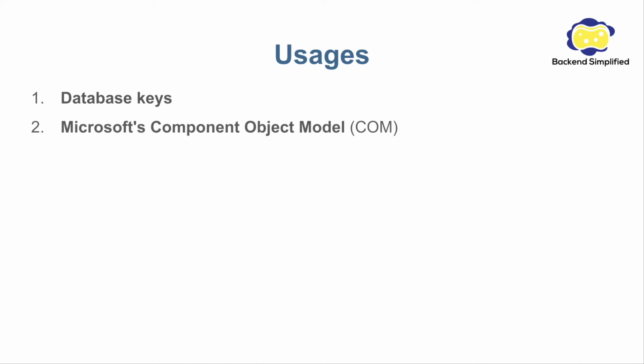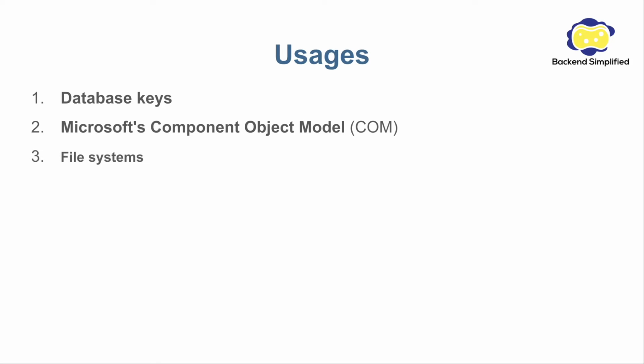The second place you may encounter UUID is inside COM. COM is Microsoft Component Object Model. It is a standard for OOP, Object-Oriented Programming, and the UUID in this case represents classes.